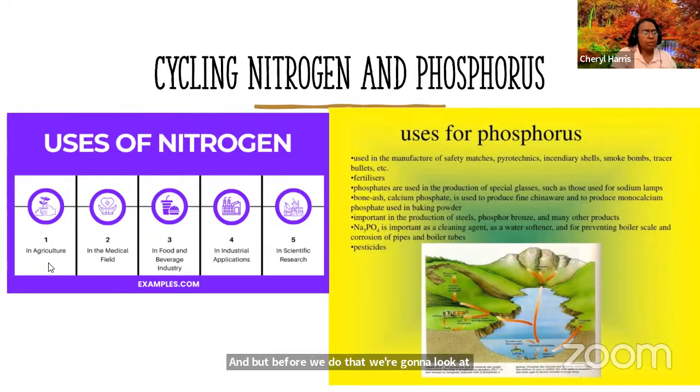So nitrogen is important in agriculture. You want to have nitrates in the soil, so if things are not dying on the soil to create nitrogen in the soil from decomposing, people add nitrogen in the form of fertilizers. All right, it's important in the medical field, food and beverage, and other industries and scientific research. All right, so while I have this up, uses for phosphorus. These are the uses for phosphorus, and we're going to look at the phosphorus cycle next.